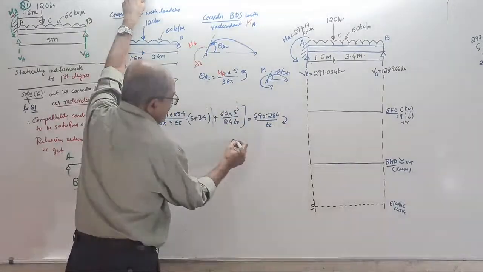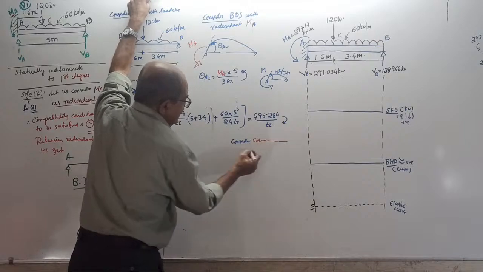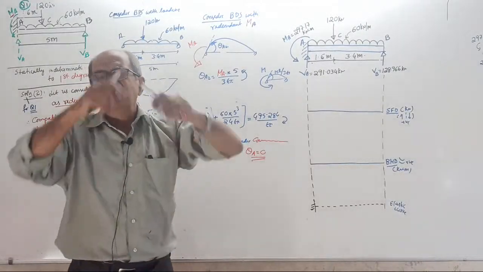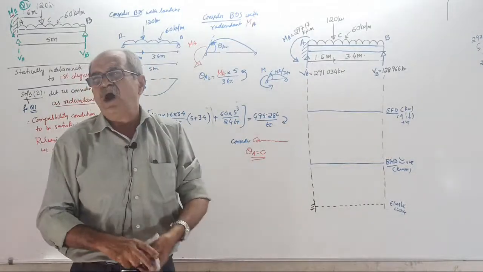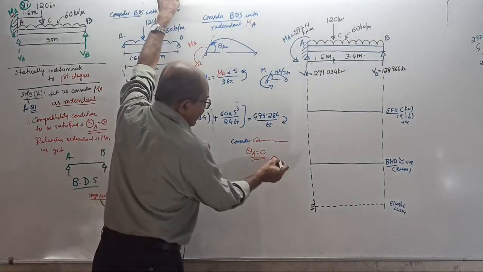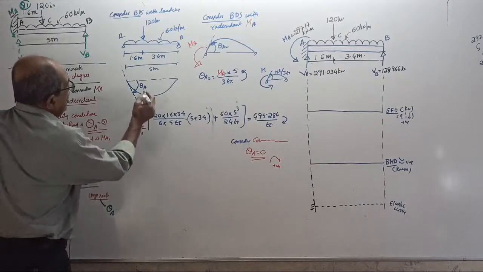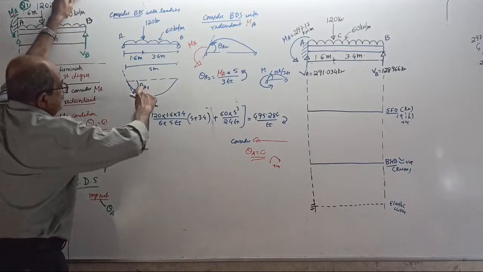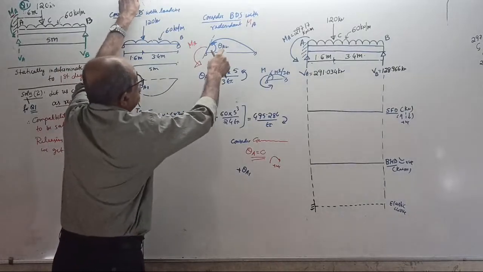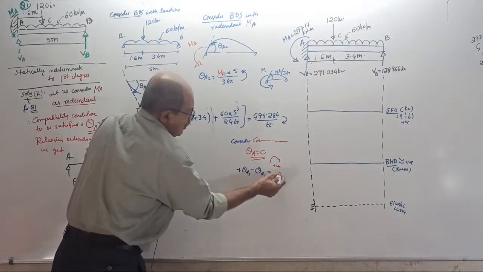Now consider the compatibility condition, that is theta A equal to 0. Now you require sign. Sign is entirely your choice: clockwise positive, anti-clockwise positive, whatever you want. In India, we take clockwise positive. This theta A, I'll write theta A1. Theta A1 is clockwise, so you get plus theta A1. This theta A2 is anti-clockwise, so I write minus theta A2, which should be equal to 0.